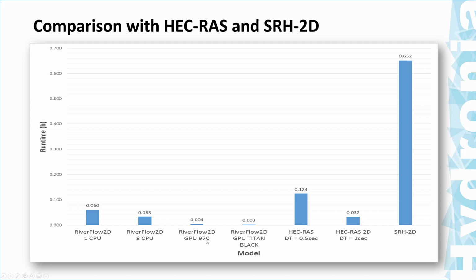This is with a GPU 970. You see the change here. It's one order of magnitude already. This is another GPU card, and this is HEC-RAS, and this is another HEC-RAS result with different time steps, and this is SRH2D. So for this particular test, HEC-RAS was much slower, and actually Hydrobit Flood was between 12 and 40 times faster than HEC-RAS 2D, and 217 times faster than SRH2D.